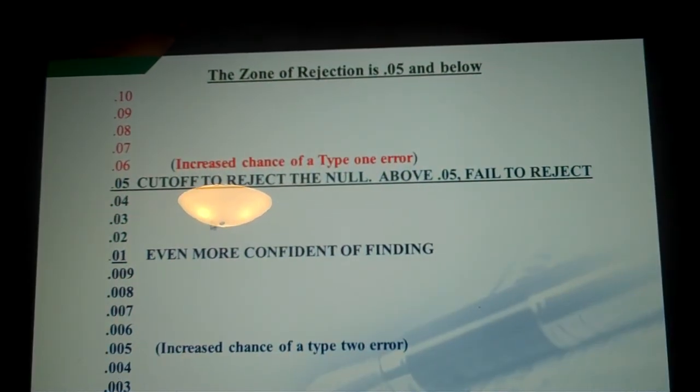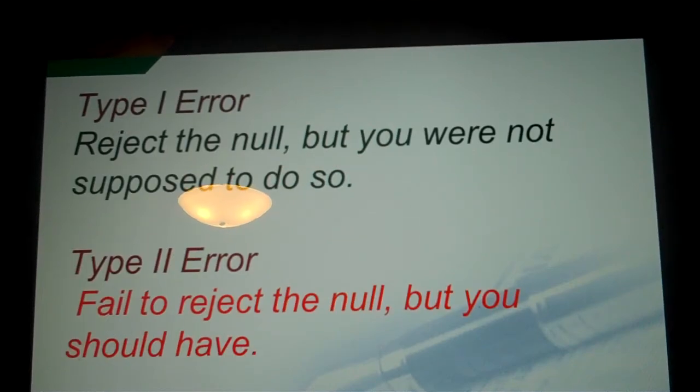This is what we call your zone of rejection. And here you see 0.10, 0.09, 0.08, 0.07, 0.06, and 0.05 is right here. In most research studies, we choose 0.05. 0.01 if you want to be more sure, and 0.001 if you want to be really, really sure.